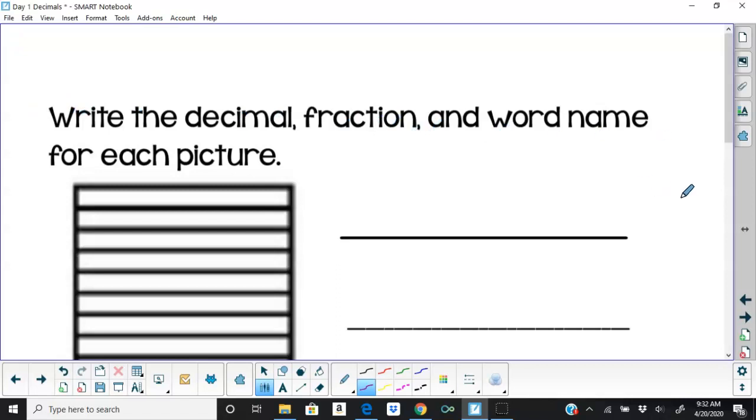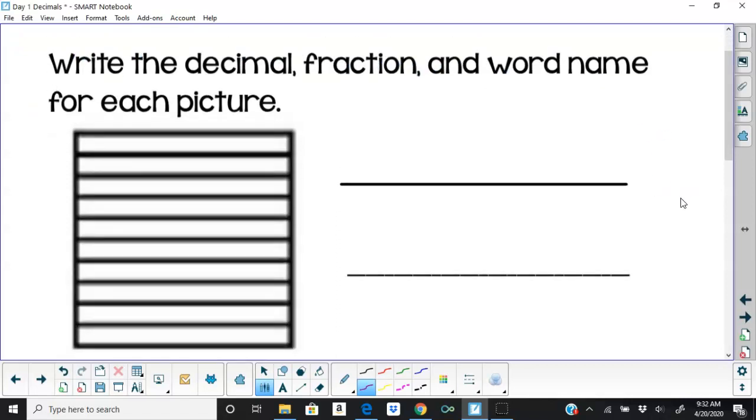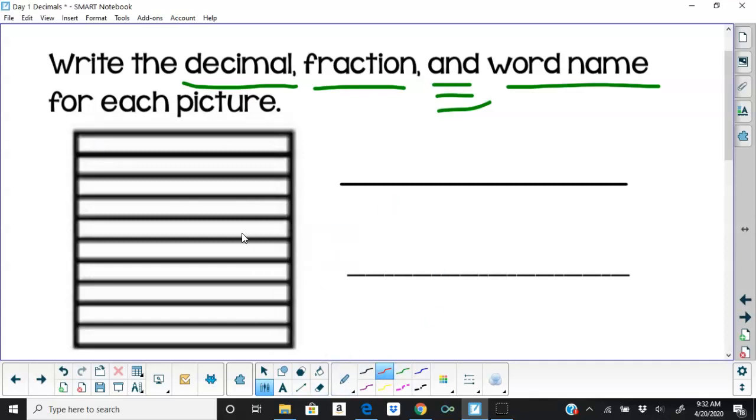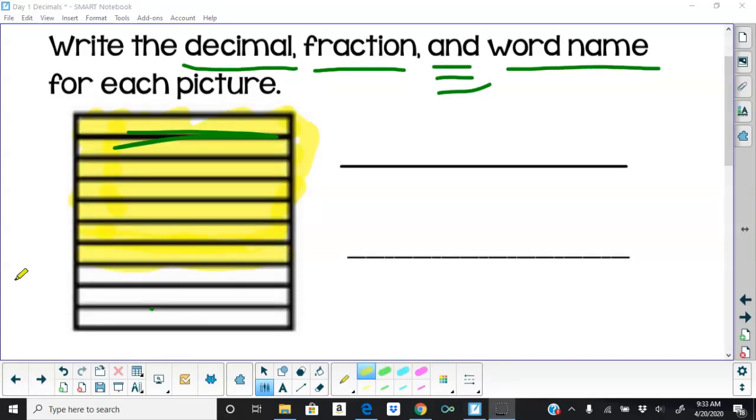Okay, then for your homework, it's very similar. You're going to have something that looks like this, and they're going to be colored in, and it says write the decimal, fraction, and word name. Word name is just how we say it, we write it. So let's see. I'm going to color something in here for us. First, again, I don't care what order it's written in up here. You can write them in whatever order you want. Just make sure you include all three.